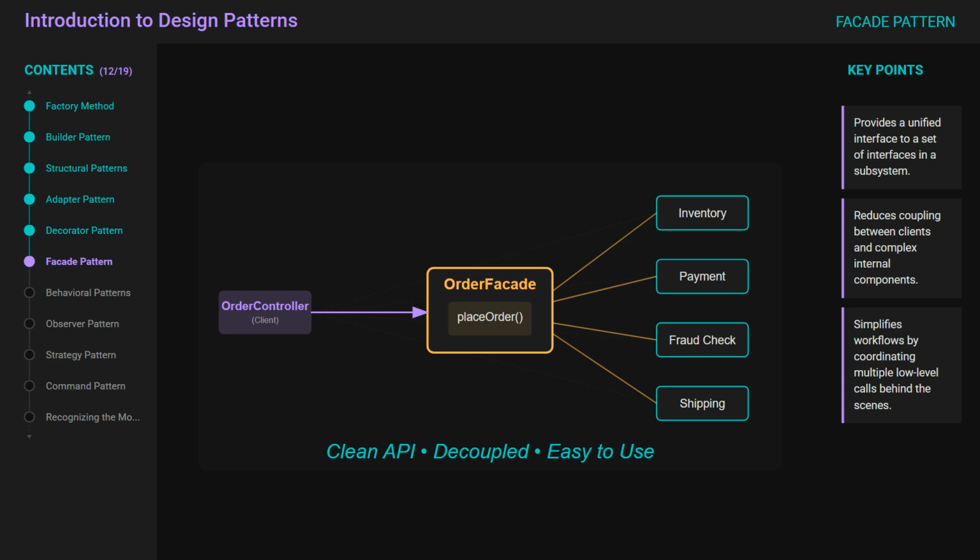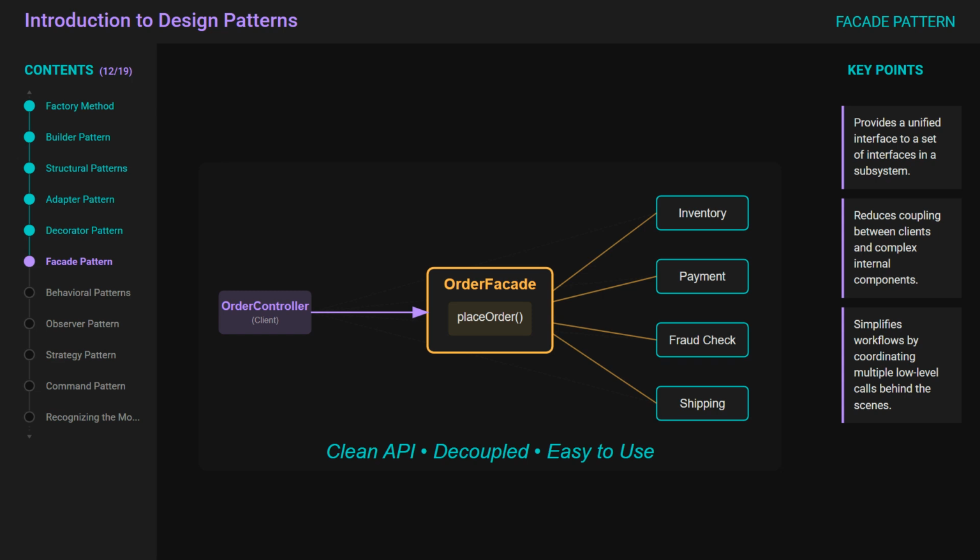One front door for a complicated building. That front door is the facade pattern. Instead of forcing client code to speak to every subsystem class, you introduce a single class, often called order facade, home theater facade, or something equally clear. The client calls one high-level method like place order or start movie night. Inside the facade, all the sequencing and coordination happens behind the scenes.